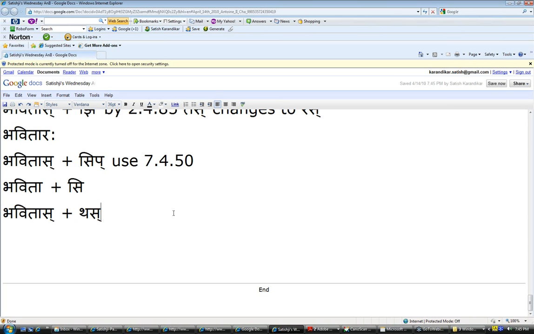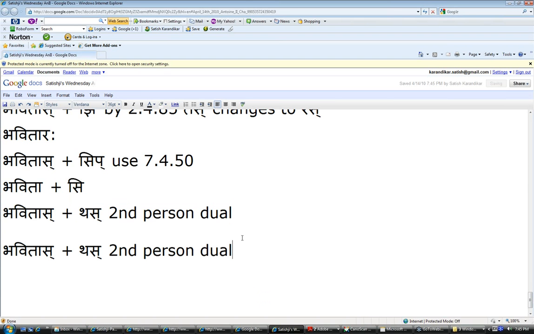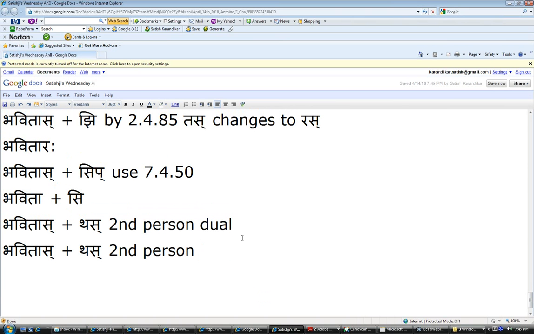The second person dual, second person plural, are very similar. There's no new rule. Just the angam bhavitas, and you bring in the pratyaya tha, and that's it. There's nothing more to do. Second person plural, bhavitas tha. Even the next form, which is bhavitas mi, there also there is nothing special. Bhavitas mi, bhavitas vaha, bhavitas maha. So nothing special.